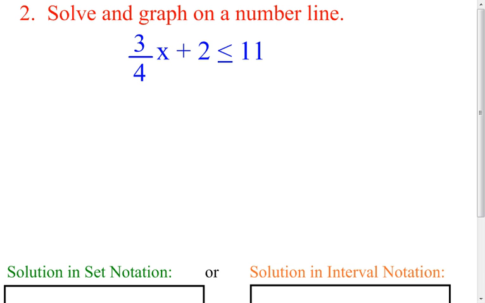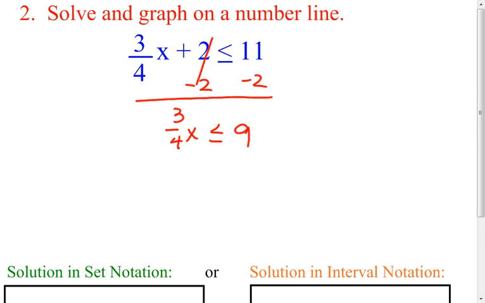All right, here's another one. Again, I'm going to solve this just as if there was an equal sign in there, except that if I multiply or divide by a negative, I have to switch the direction of the inequality. So I will subtract 2 here. And then I have 3/4 x is less than or equal to 9.